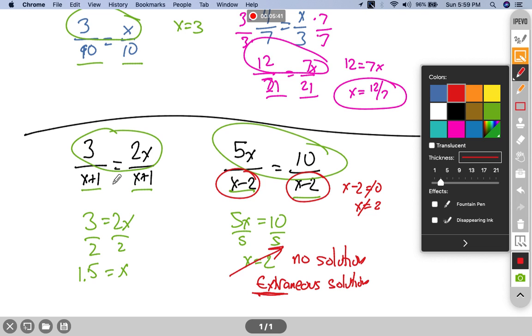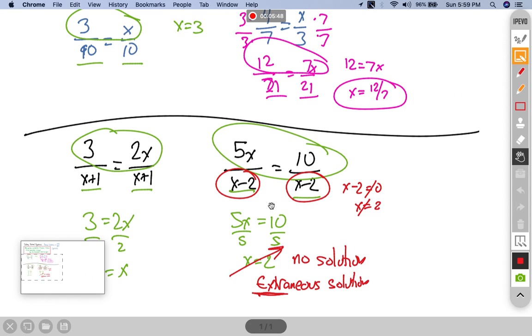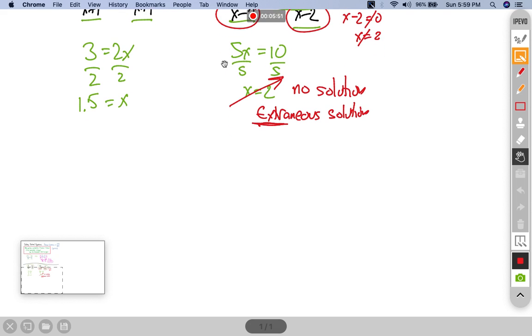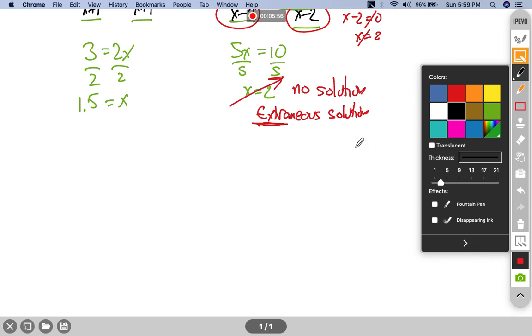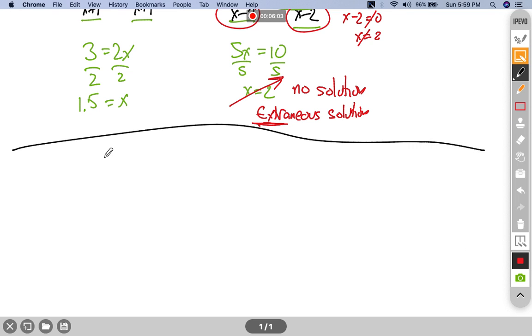So these are the nice problems. The denominators are already equal. But what if they're not? That's where the fun begins. So we'll look at this problem. 3 over x plus 2 equals 6 over x minus 1.